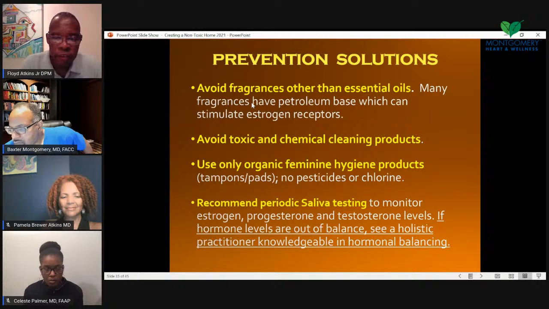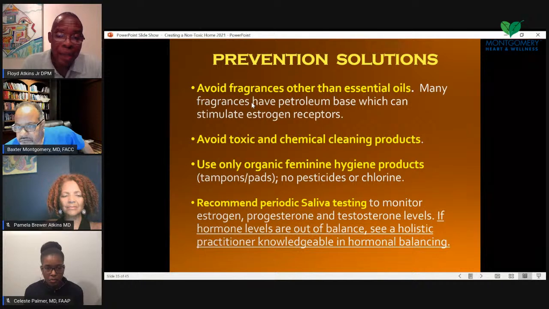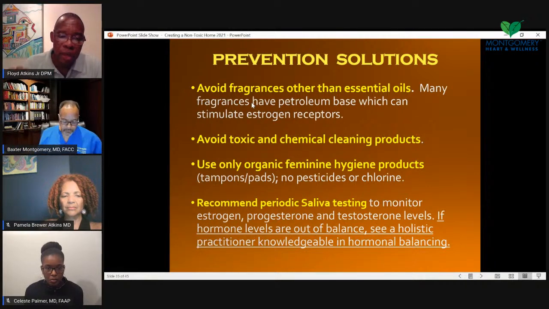Actually, we mentioned Seventh Generation. A lot of companies now are coming out with lines of organic products. I mean, Kroger has their line. But again, I urge people to read the labels, look for some of the chemicals we talked about, and make sure those are not there.